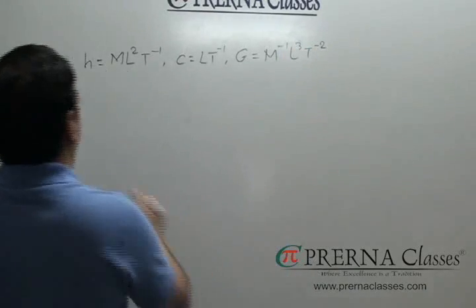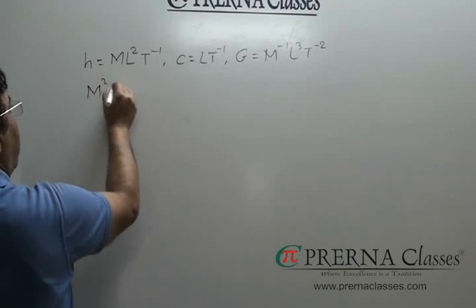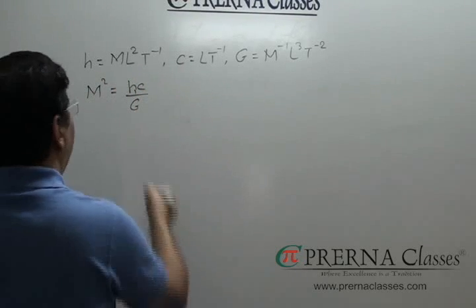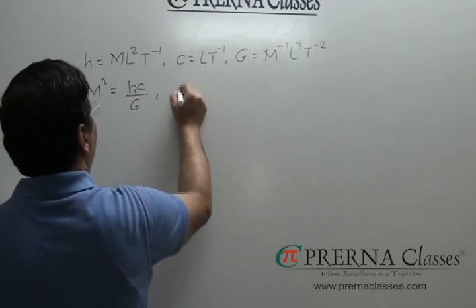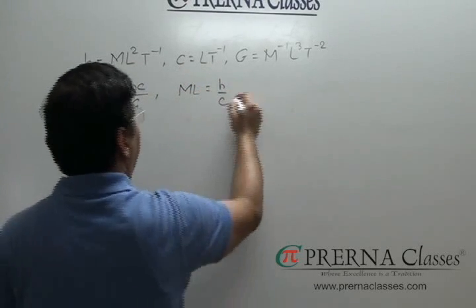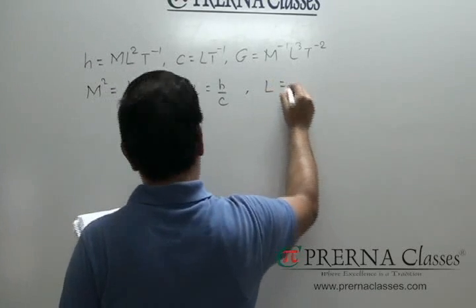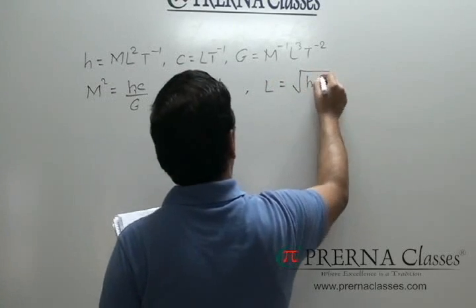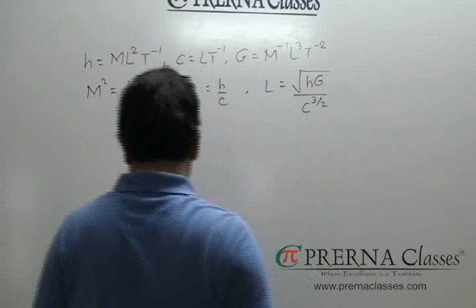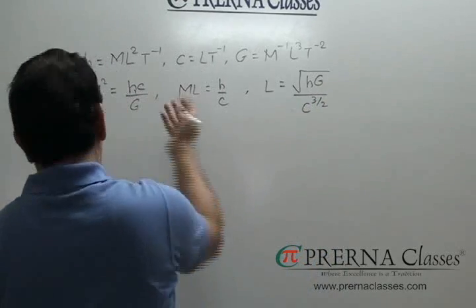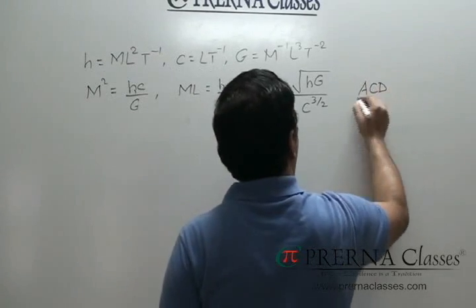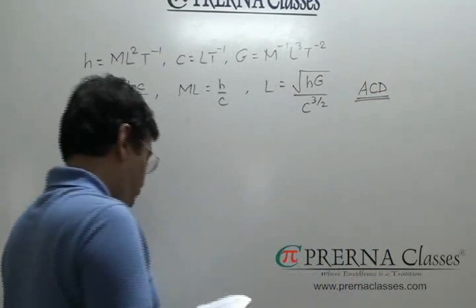If you look at this, I can then directly say that m square is going to be equal to hc by g. And if I look at the ratio of both of these, I get that ml is going to be h by c, equivalently giving me that length dimensionally is going to be root of hg by c to the power of 3 by 2. If you then were to compare this with the various options provided, we get that the correct answer for this is going to be A, C, D.